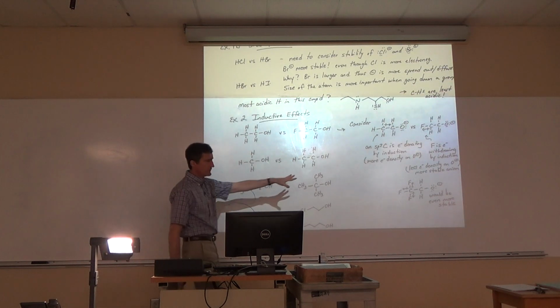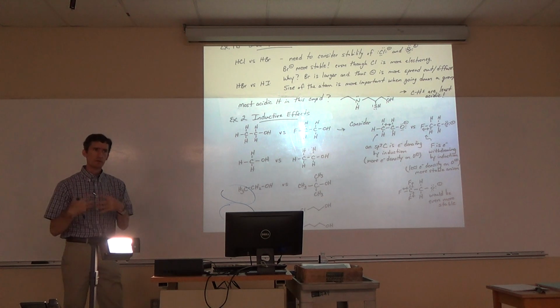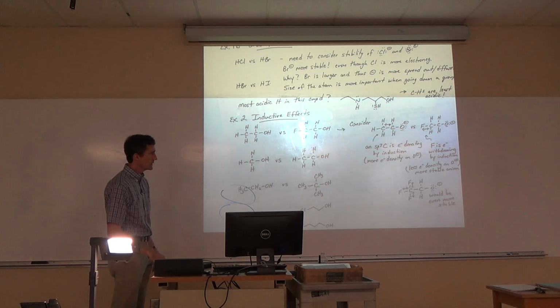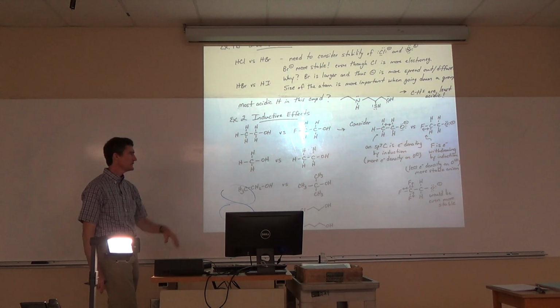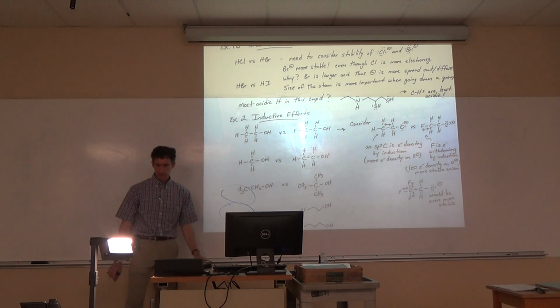I show that because it's very common to have 3 halogens on 1 carbon. Not super common, but you do see that a good bit. Sometimes even more than just having 1 halogen.